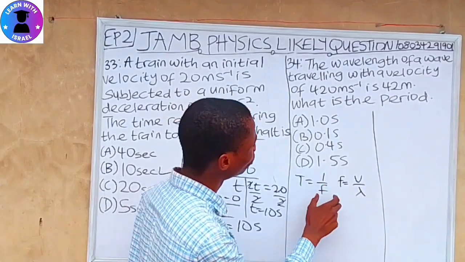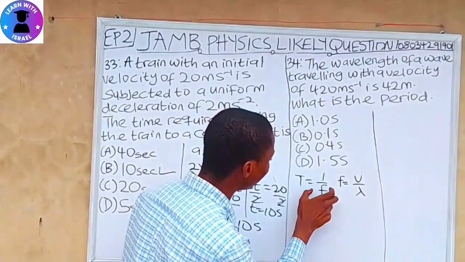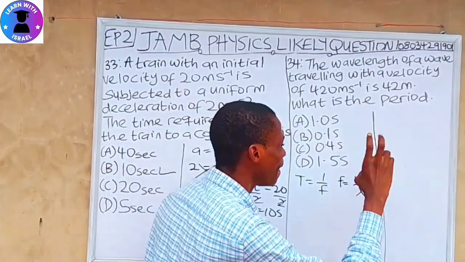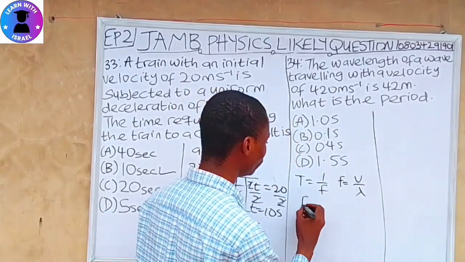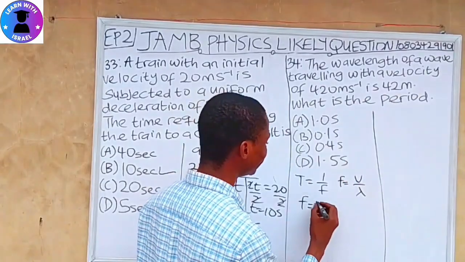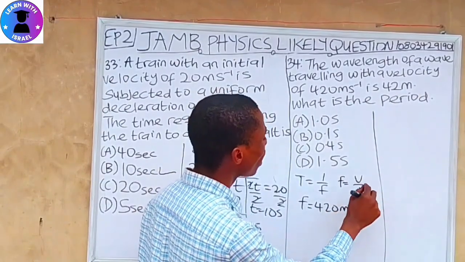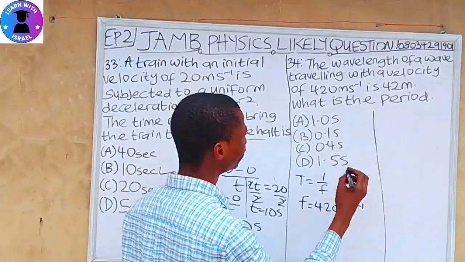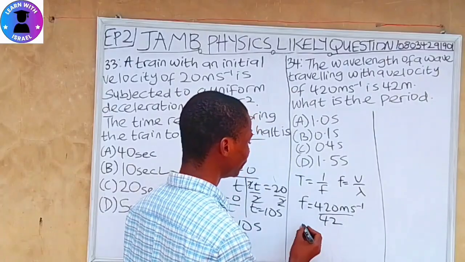but we don't know our frequency. So how do we do that? We have to first get our frequency by using this formula. Our V, which is our velocity, is 420 meters per second, divided by our wavelength, which is 42 meters. 42 meters. So guys, let's divide it.